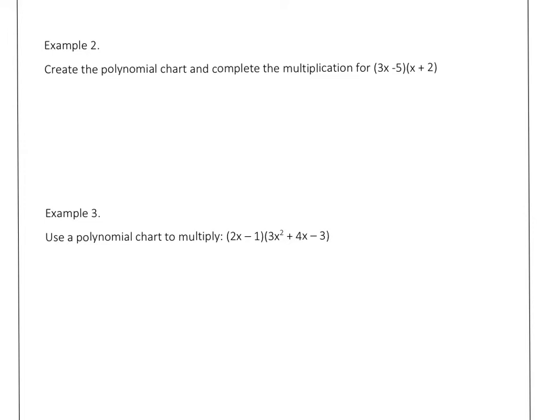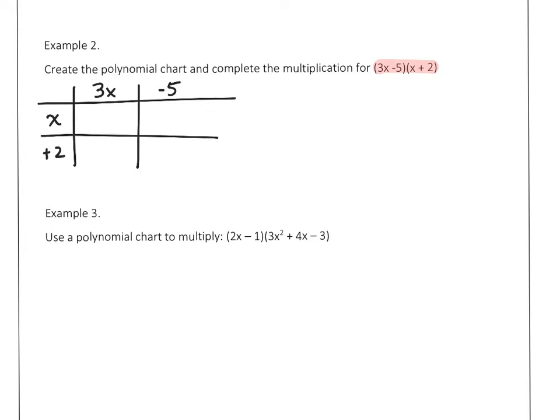Let's complete another example using a polynomial chart. So we're going to do 3x minus 5 times x plus 2. So I create a chart, 3x and minus 5 across the top, because those are the terms in my first binomial. X and positive 2 are the terms in my second binomial. And then I'm going to just multiply. So 3x times x is 3x squared. Negative 5 times x is negative 5x. Positive 2 times 3x is positive 6x. Positive 2 times negative 5 is negative 10.